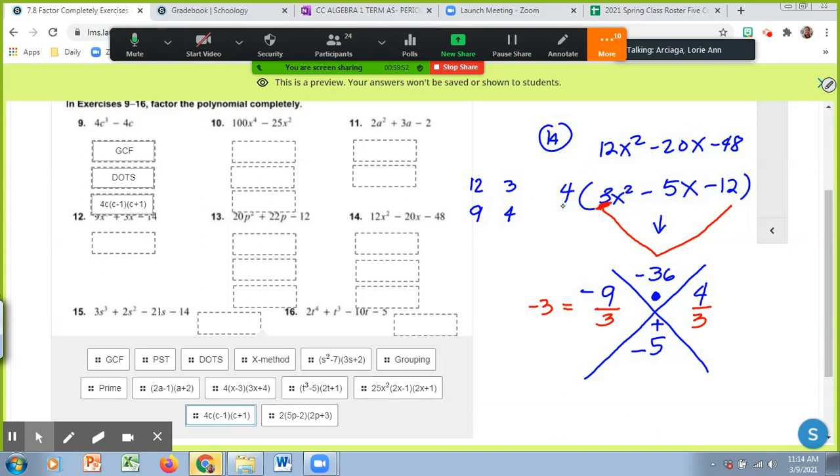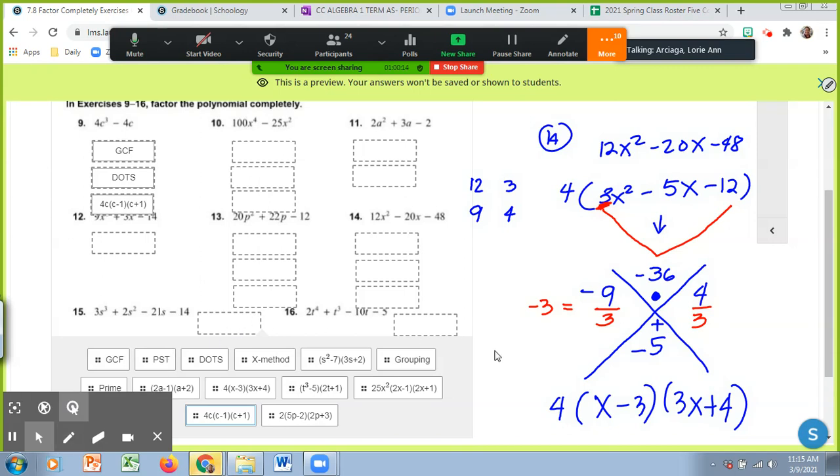We have a GCF right there. You're going to bring that down. So 4. And then this one is what? 3. The letter is x. So x minus 3. Right? And then this one is bottoms up. The number comes first before the variable. So 3x plus 4. Okay. And you can see if it's not among the choices, you're getting it wrong.